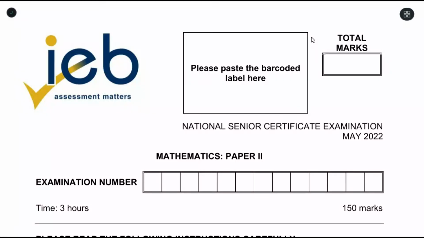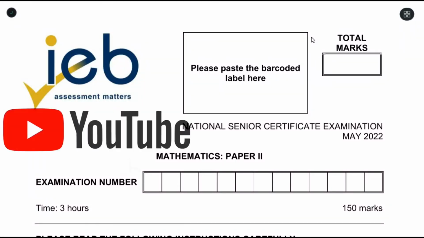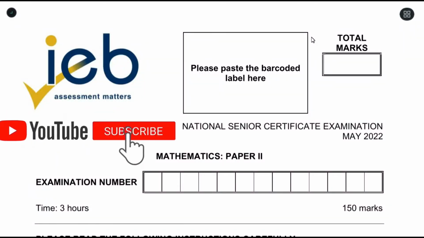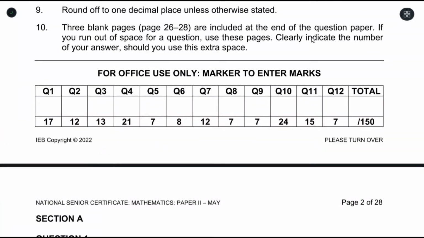the May 2022 IEB past paper. This is the supplementary paper. We'll be going through section A of paper 2, so we'll just be doing the first 6 questions.